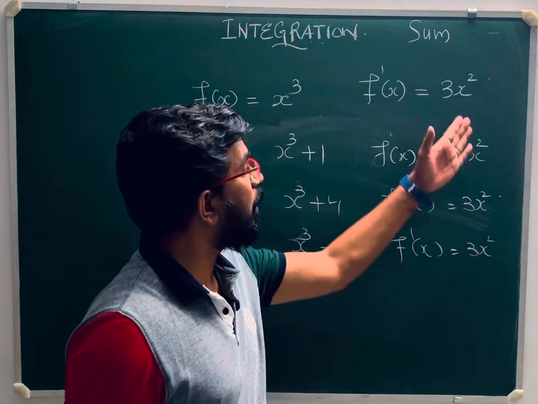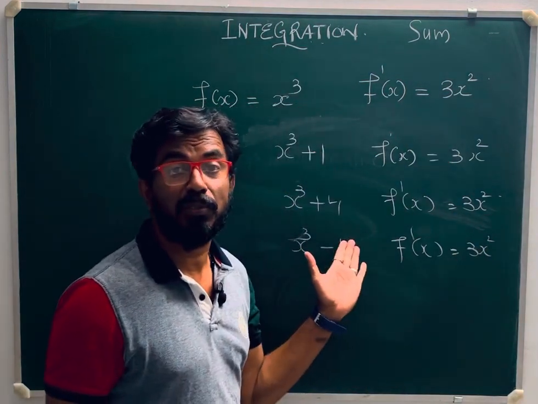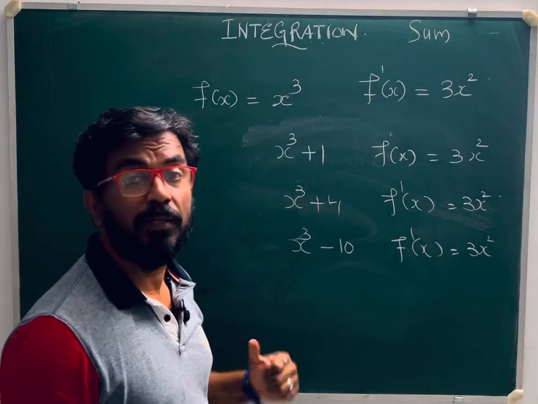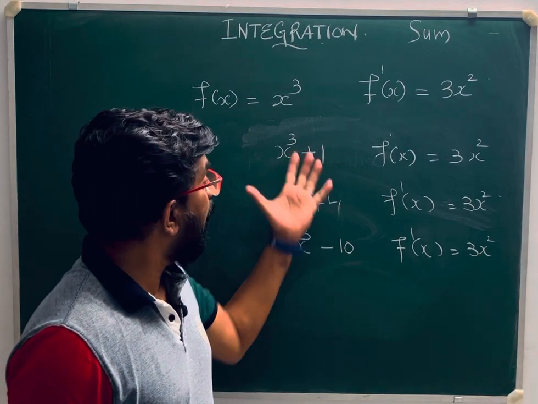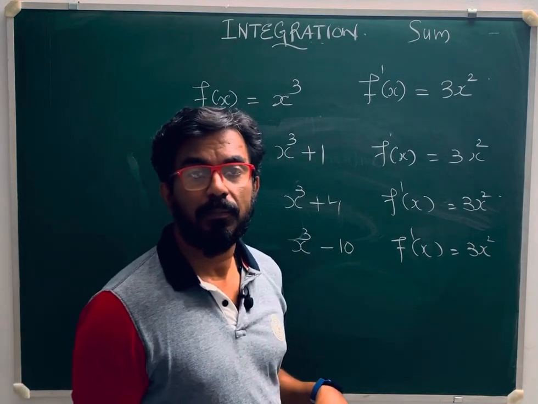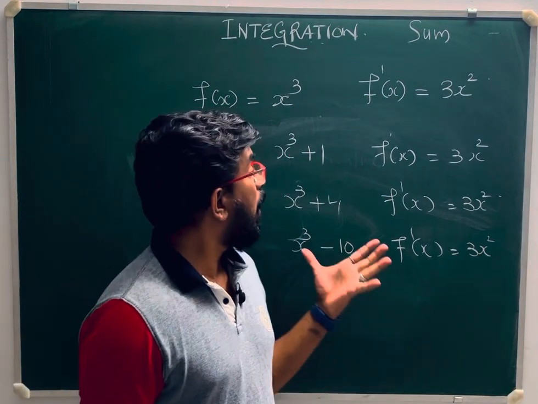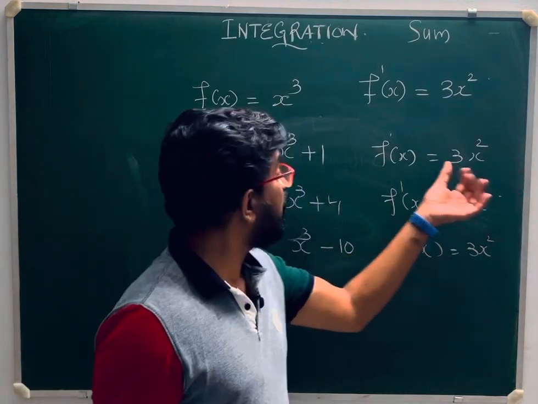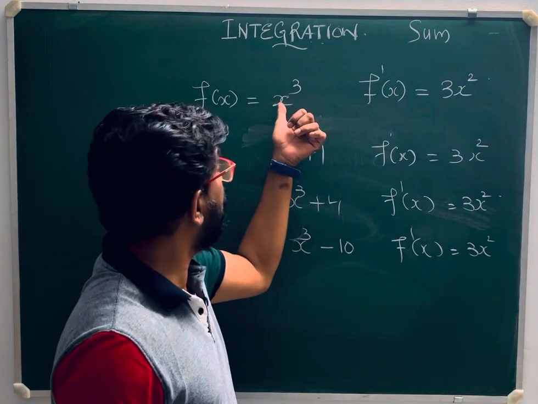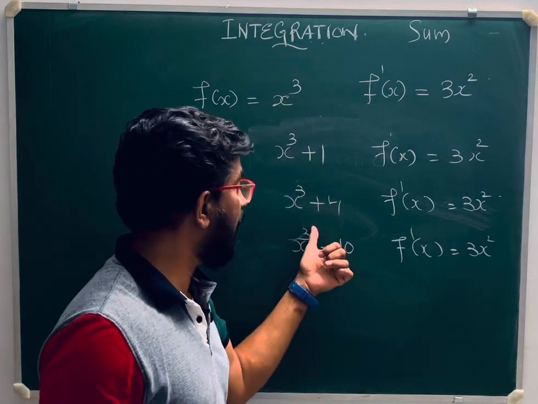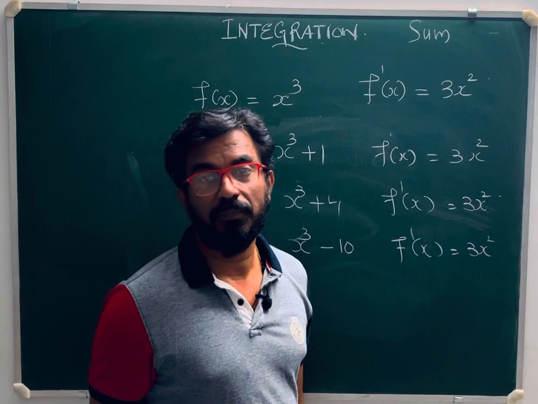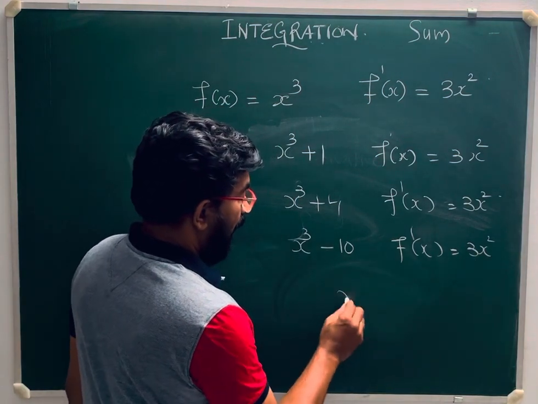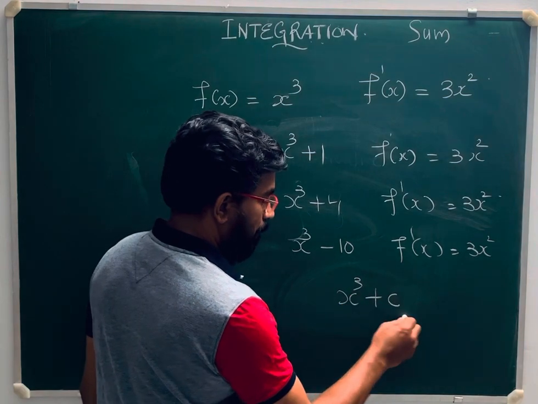So 3x square has got how many primitives? So many primitives, so many antiderivatives. So how do we represent all together? If I get 3x square, how do I know whether I should go to x cube, or x cube plus 1, or x cube plus something? We do not know. So in general, we will say the primitive of 3x square as x cube plus c.